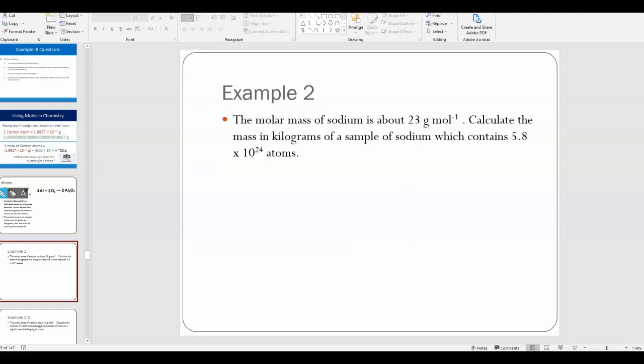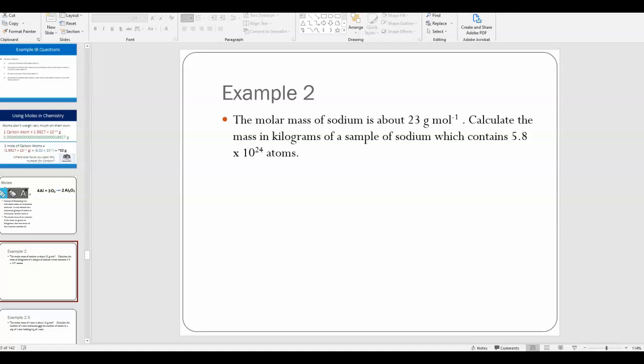So let's do some basic calculations with this concept of molar mass. Example 2 says the molar mass of sodium is about 23 grams per mole. Calculate the mass in kilograms of a sample of sodium which contains 5.8 times 10 to the 24 atoms. Watch out for that unit conversion, by the way.